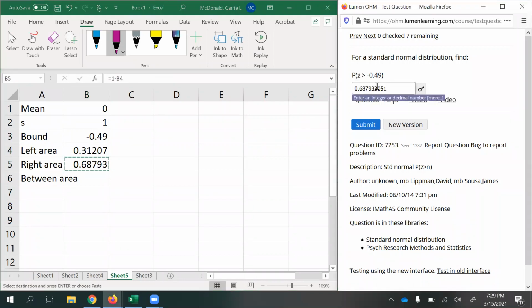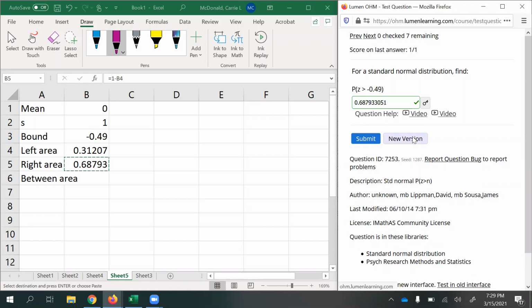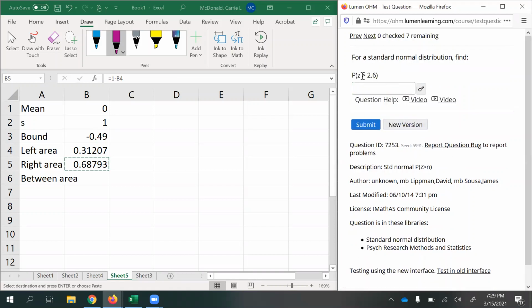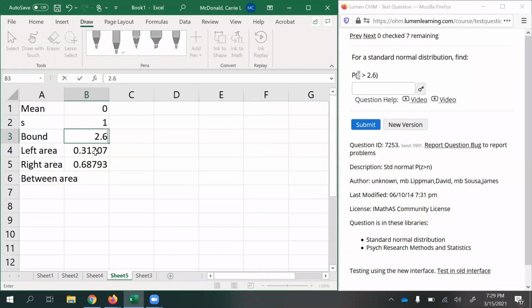So it's kind of convenient. It's just cool that every time I do a new version, as long as it's a right area with a z-score, I just need to change my boundary, my z-score boundary. And notice I didn't say z-bound here because it could also be an x-bound. And when you put in the mean and the standard deviation, that will sort it out for you. So we're just going to say, for this one, it was 2.6. So notice I'm just changing my boundary.